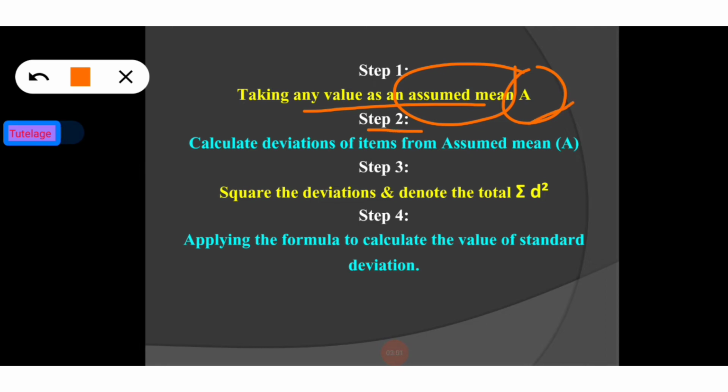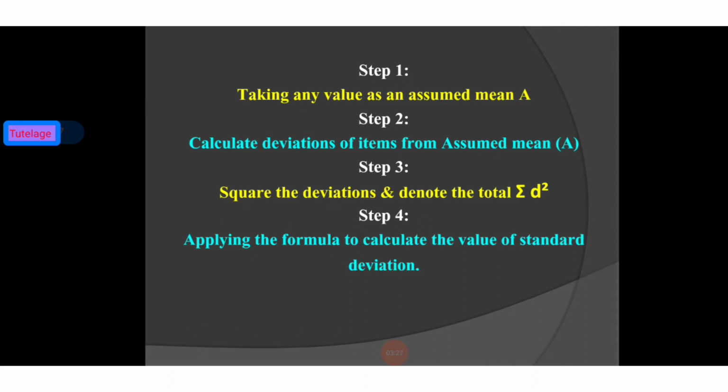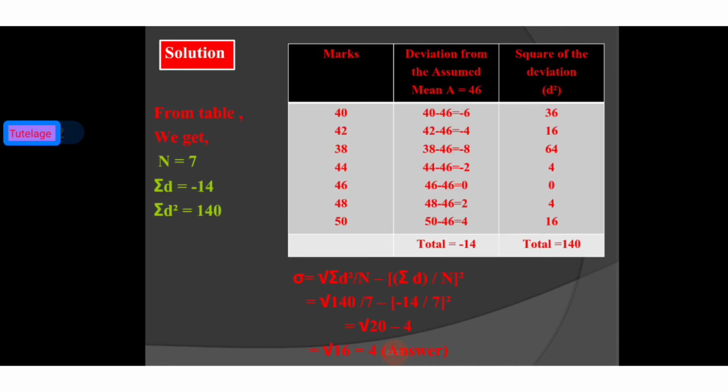Now going to the second step, calculate the deviation of the items from the assumed mean, that means x minus A, which is called D. D means deviation. Now going to the third one, square the deviation and denote the total summation D square. And now going to the last step, applying the formula of the standard deviation. Okay, so now move on to the solution. So here we can see there are three columns. The first column indicates marks, the second column indicates the deviation, and the third column indicates the square of the deviation.